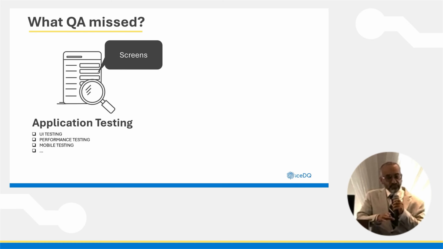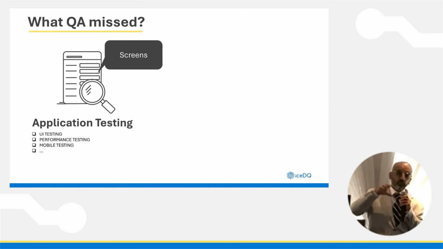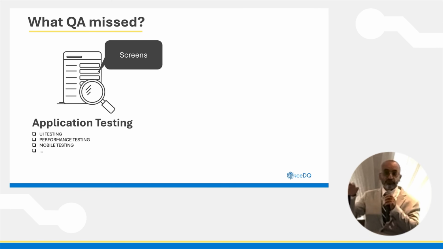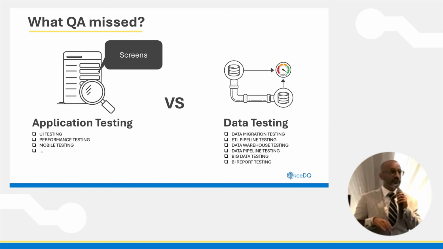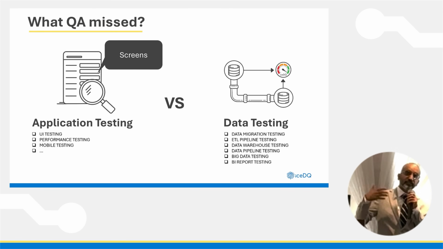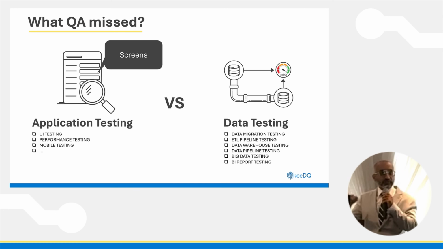When you are doing application testing, there might be workflows and other things, but there is usually some kind of UI that you are dealing with. There is performance testing, mobile testing, workflow testing, there are a lot of small things in which you are expert. But look at this, when you are doing data-centric projects, it's totally different. In data-centric projects, you have data migration testing, ETL testing, data warehouse testing, pipeline testing, BI report testing, API data testing. We can go into big data testing, SAP testing. So it's totally different.